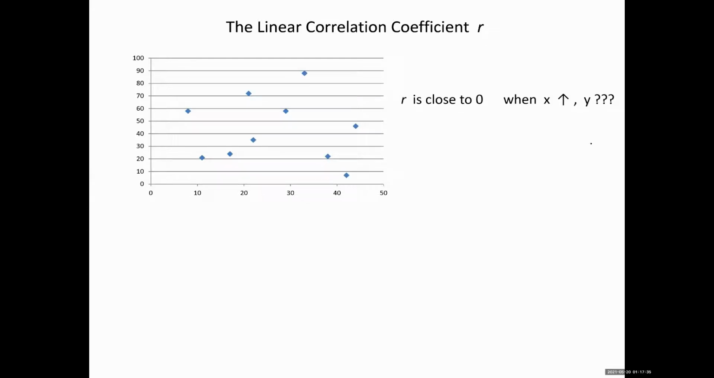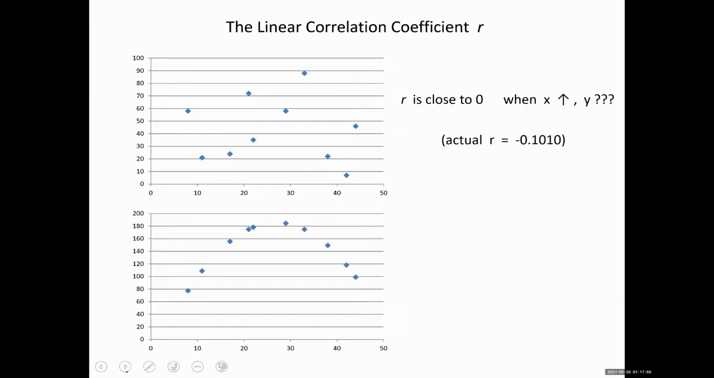Okay, so that's an example when R is close to 0, and I calculated the R for this data, and it turns out to be -0.1010. Again, pretty close to 0. So that's one time where R can be close to 0, if the dots are all over the place. Another time is if the dots line up on a curve, but not a straight line. So in this example, I intended to draw dots that line up on a parabola.